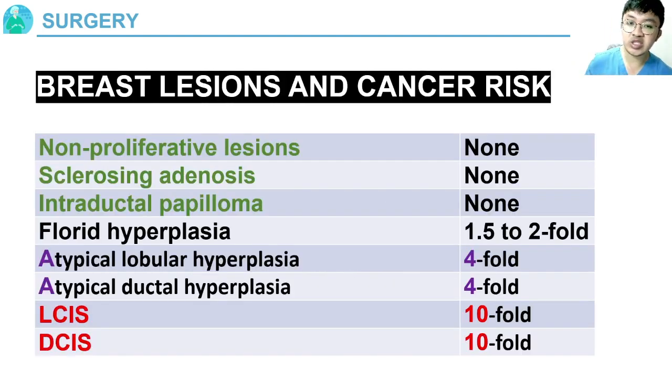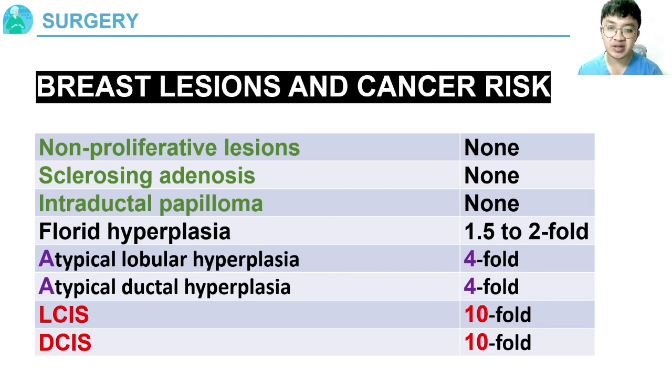Next, for breast lesions and cancer risk, you have your non-proliferative lesions, sclerosing adenosis, and intraductal papilloma, which are 3 breast lesions with no risk for malignancy. That's again non-proliferative lesions, sclerosing adenosis, and intraductal papilloma have no breast cancer risk.